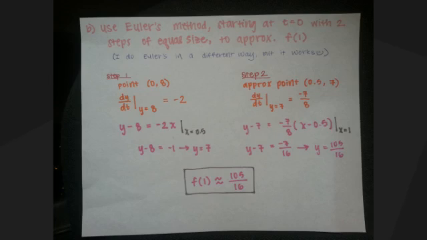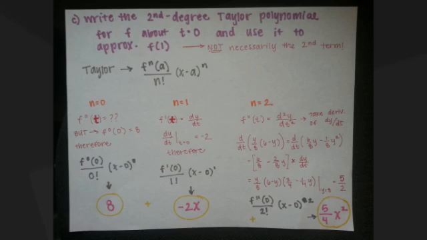For our final step, we're going to plug in x equals 1, because that would be the second step of equal size. So you get x equals 1, and you plug that into the equation that you just made, and you get that y equals 105/16. So very roughly, according to Euler's method, f of 1 equals 105/16.